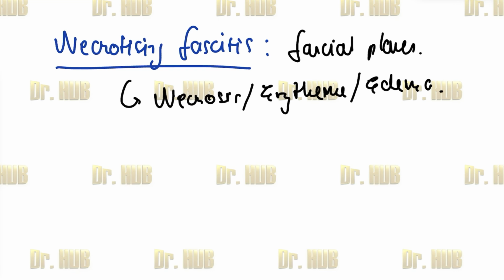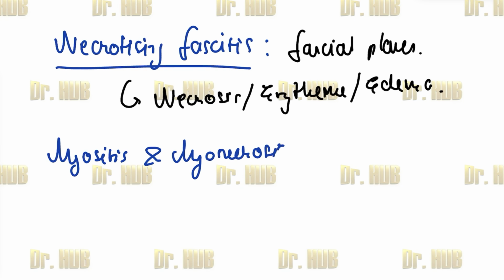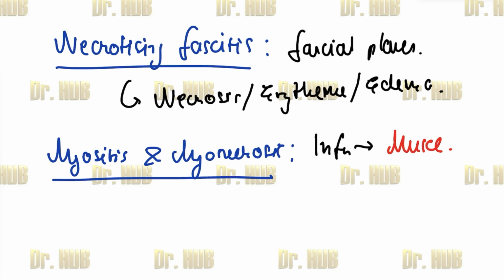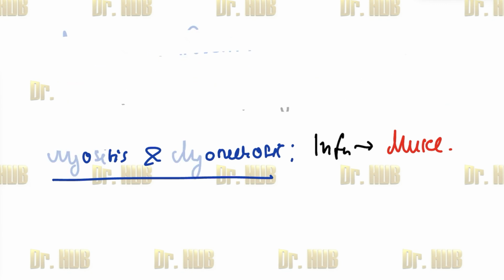Lastly, we look at the myositis and the myonecrosis. So myositis and myonecrosis is an infection of the muscle. Infection of the muscle.